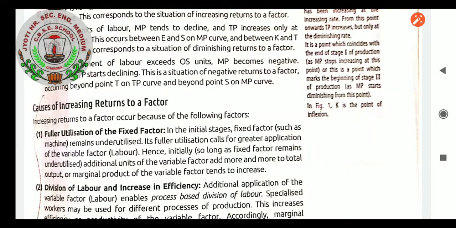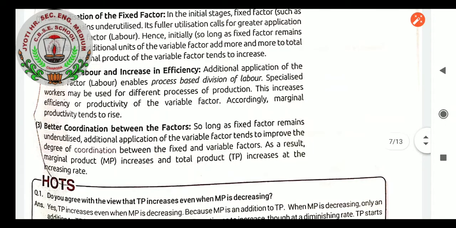Division of labor and increase in efficiency. When we divide the work before starting the job, it will give specialization and efficiency in the work also. The people will give the best results, and it will help us to increase the returns to a factor. So specialized workers may be used for different processes of production. This increases the efficiency of productivity of the variable factor. Accordingly, marginal productivity tends to rise.